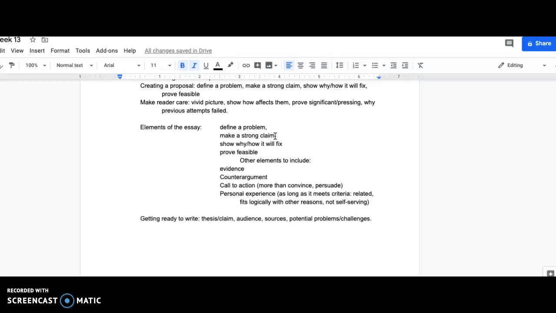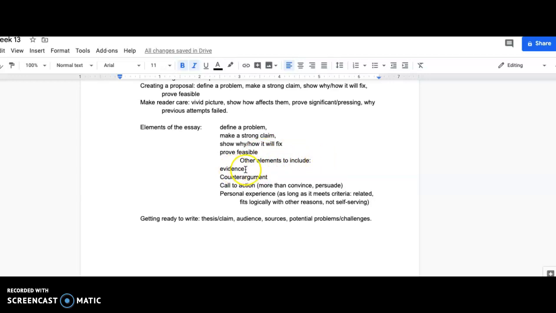Because it will fix it in this way. Show how and why it will fix the problem. So you define the problem. This is the problem. This is how we should solve it. And then this is why it's going to work. And then prove feasible.